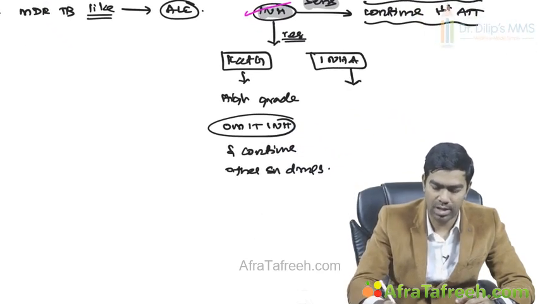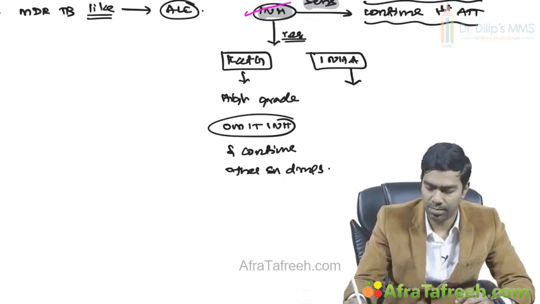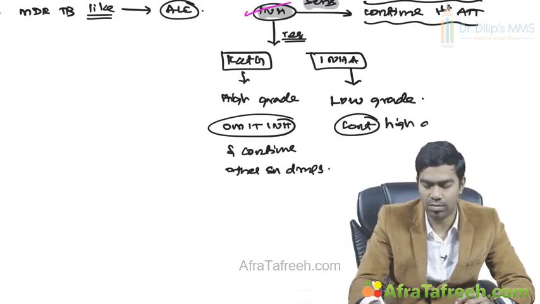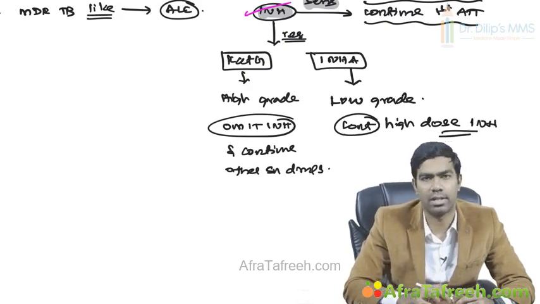Suppose it's INHA resistance. Here it's going to be only a low grade resistance, which means in this condition you can continue high dose of isoniazid. There won't be any issue. You can continue high dose INH in these cases.